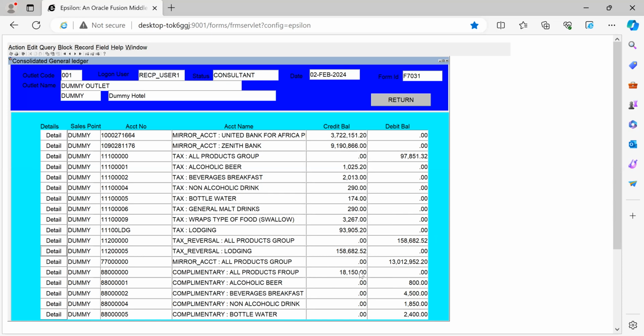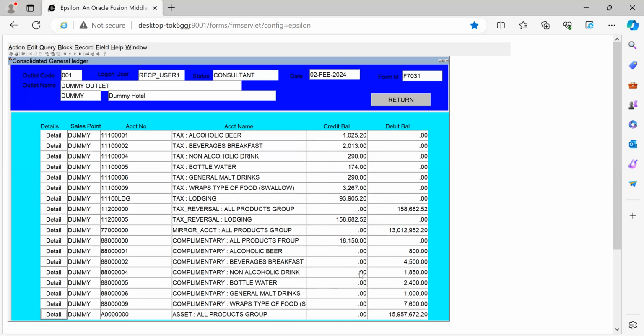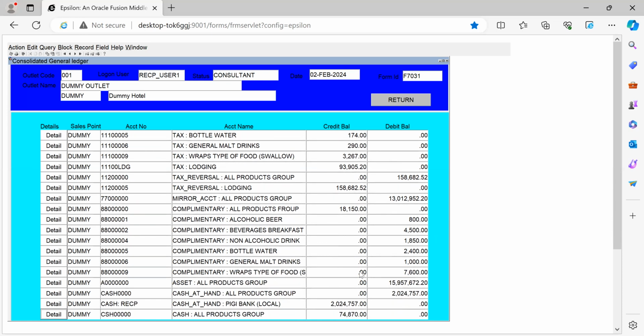all product group is 18,050. So what we mean by complementary product is for every item that is not sold, but is given out as part of the service or as part of complementary to whatever anybody is getting from us. There is an account that warehouses such transactions. We can also see the elements here. So it means so far in this hotel, we've given out items close to 18,050 as complementary. This is total, all products.